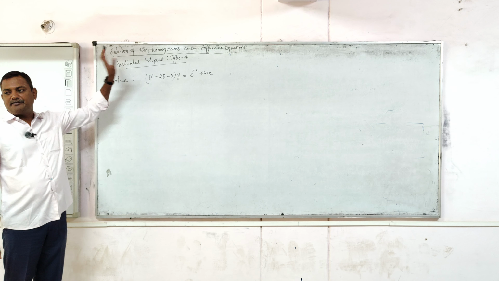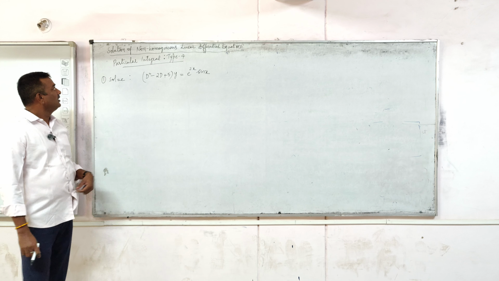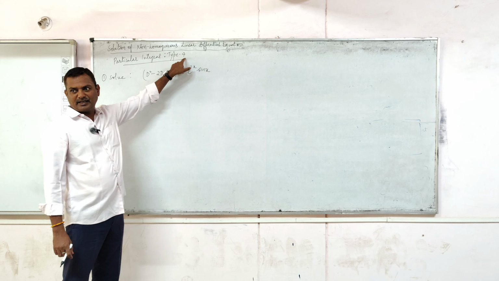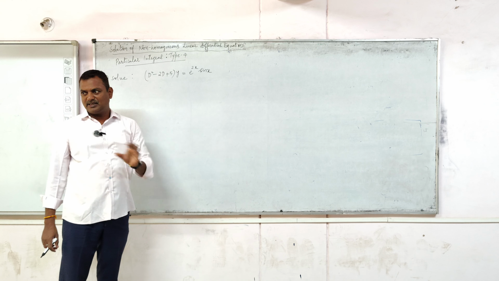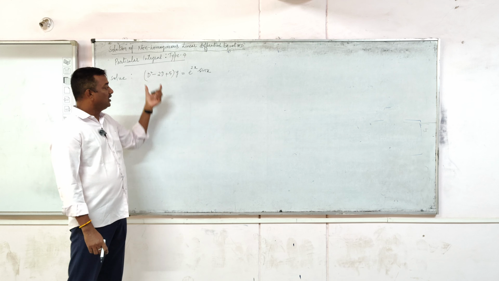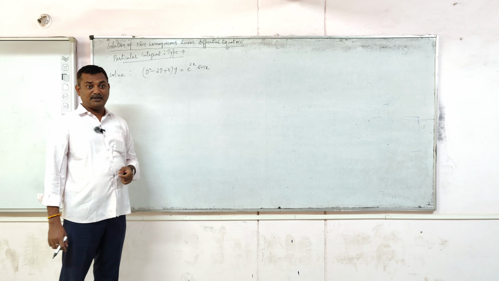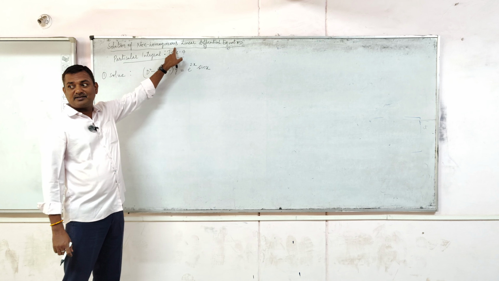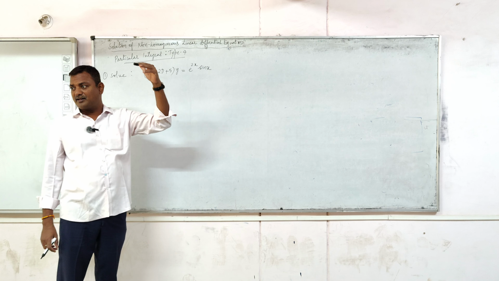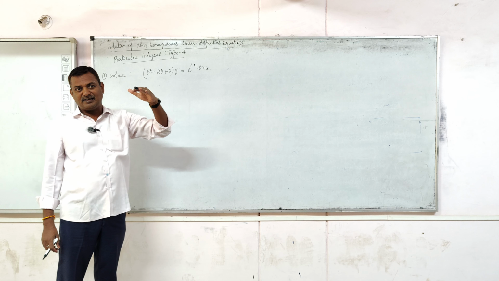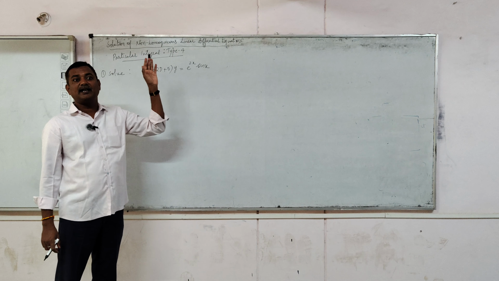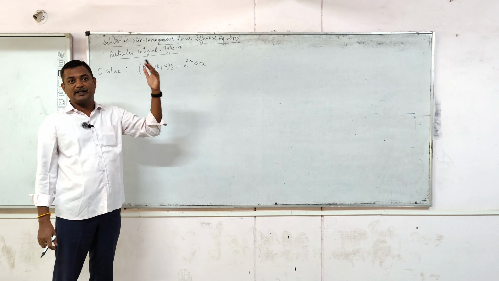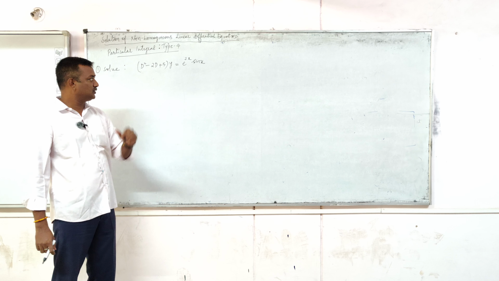We'll go for type 4 example. In the particular integral, type 4 means I am going to explain what is the standard form of type 4 and how to solve type 4 example. Since we are discussing non-homogeneous linear differential equations of higher orders, higher orders means second order and higher order, and they are linear. Linear means degree 1 and order is more than 2, minimum 2, more than 2.